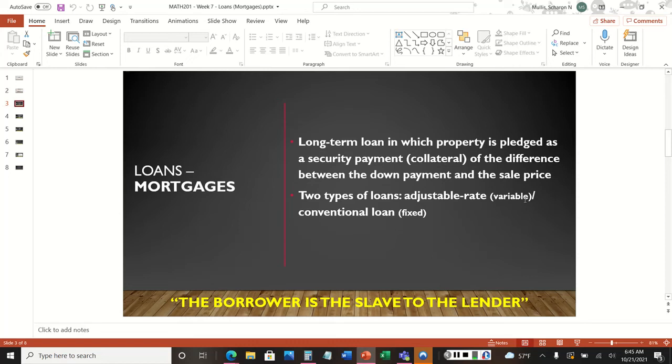There are two types of loans or mortgages. We have the adjustable rate mortgage and the conventional mortgage. So the adjustable rate is pretty much what it says. It's variable, so it could change depending on the quarter or the year. The conventional loan, however, that's a fixed rate. So whatever you initially sign up for, as far as the rate, that's what the rate's going to be going forward.